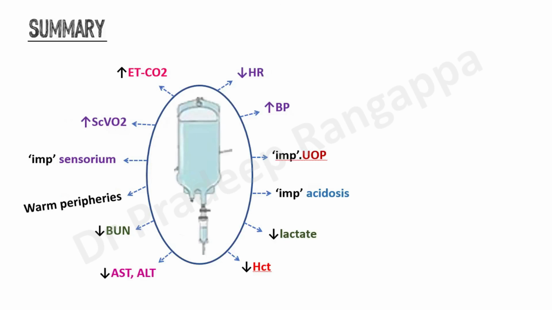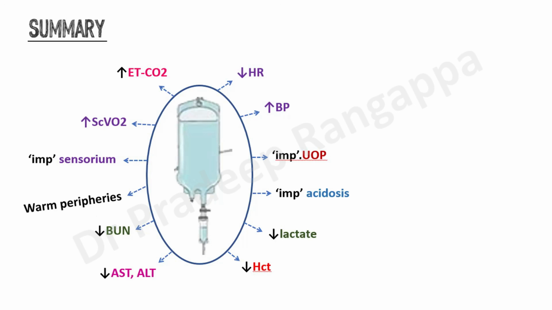So the summary, remember this picture. Look at all the valuable clinical indicators that tell you if the patient is in shock. These are all simple bedside clinical indicators that one can look at. Fall in heart rate, fall in the blood pressure. And these are all the features that you see for improvement in the shock. Whether the heart rate is coming down, blood pressure is going up, urine output is improving, acidosis is improving, lactate is coming down, and hematocrit is falling, especially in dengue. Liver enzymes are getting better. In pancreatitis, it's the blood urea nitrogen which is coming down. Warm peripheries, improvement in the sensorium, improvement in the mixed venous saturation.